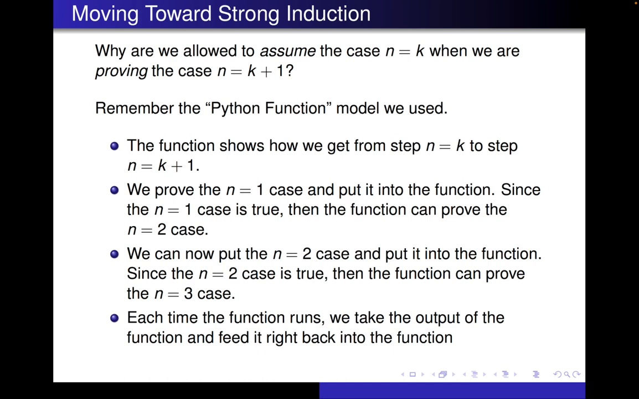The idea is that the n equals k case represents the case that we just proved, and the n equals k plus 1 case is the case that we're going to prove. Then that n equals k plus 1 case becomes the one we just proved. We put that one in as our n equals k, and then we just keep on going. Every case is proved by doing this, and again, that's the general idea.